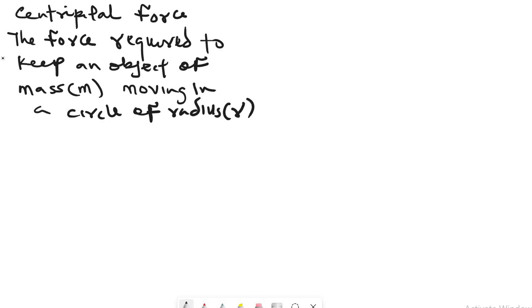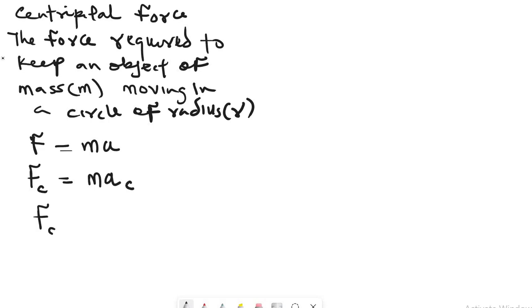The force required to maintain an object moving in a circular motion. So for an object to be in circular motion, there must be a centripetal force that keeps the body or object in circular motion. It's always directed toward the center of the circle. Since F equals ma, when we are talking about centripetal force, the acceleration also must be centripetal.